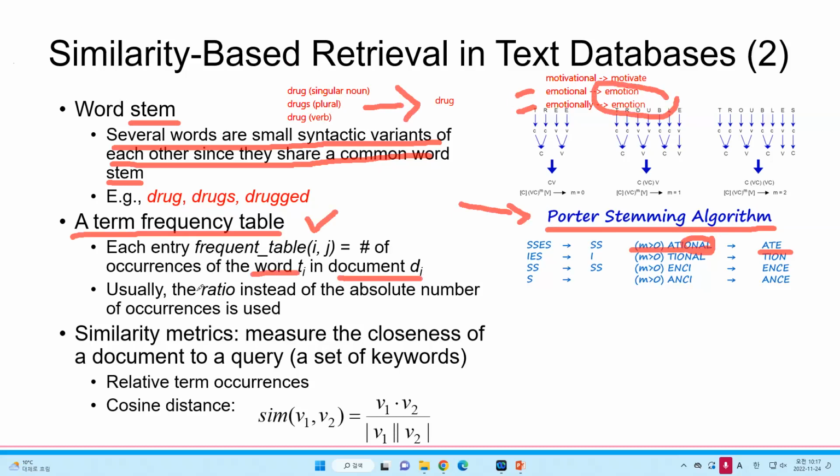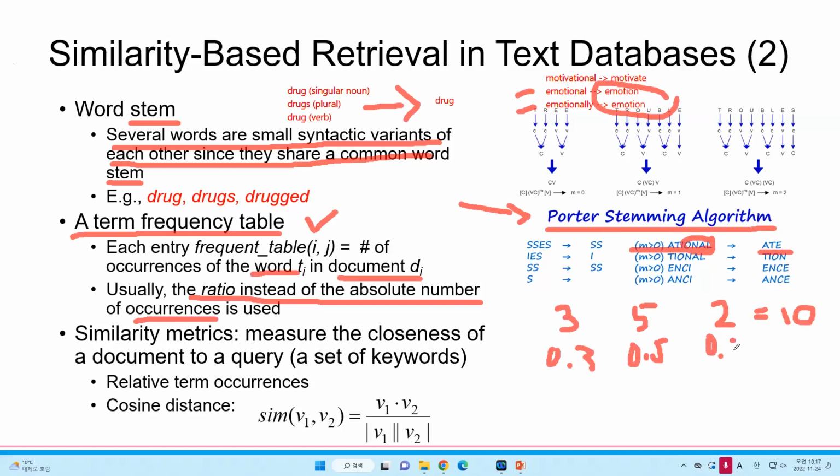So usually we use the ratio instead of the absolute number. The ratio means, if we have counts like 3, 5, and for example 2, then the total is 10, so it is 0.3, 0.5, and 0.2. So we will use the ratio instead of the original integer number, so we can calculate the similarity.